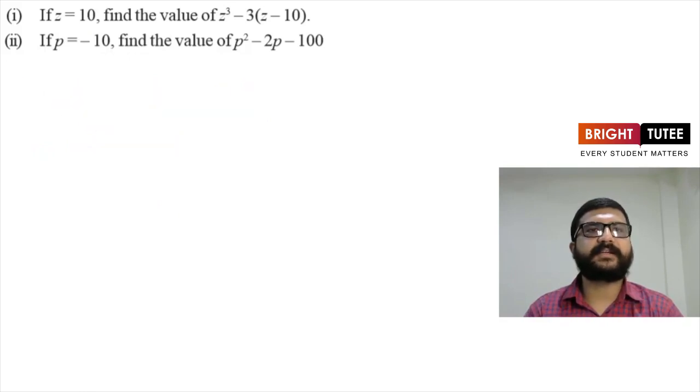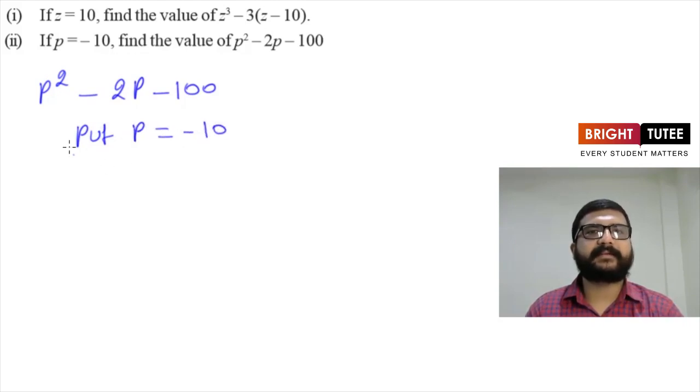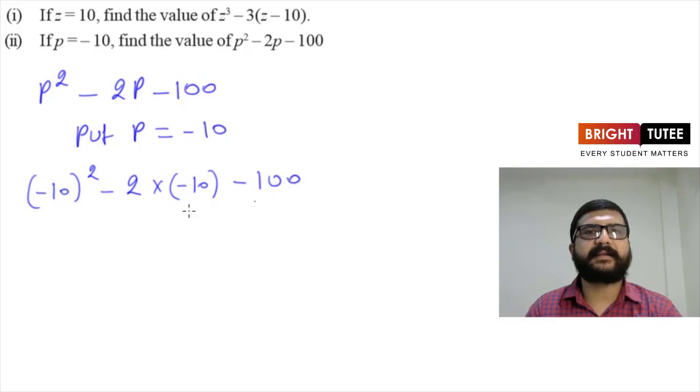Now the second question, it is if p is equal to minus 10, find the value of p square minus 2p minus 100. So the expression is p square minus 2p minus 100. So what we will do here, we will put p is equal to minus 10. So we will get p square means minus 10 square, minus 2p means minus 2 into minus 10, and then minus 100.